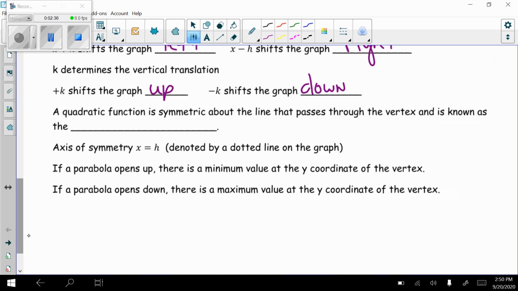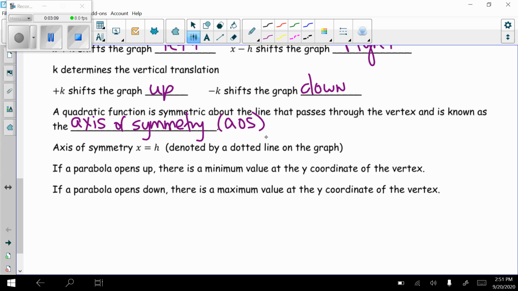The quadratic function is symmetric about the line that passes through the vertex, and this is known as the axis of symmetry. Lots of times you will see us abbreviate this as AOS. So AOS, axis of symmetry. The equation for that is x equals h. So it's just the vertical line, x equals whatever the x value was of your vertex. We will graph this with a dotted line on our graph.